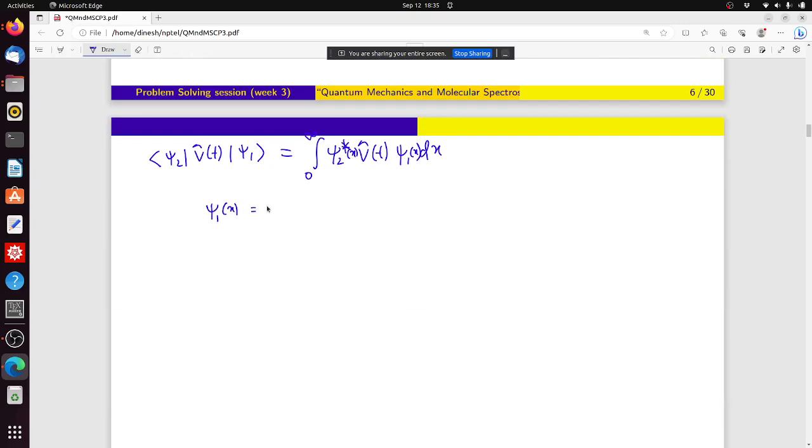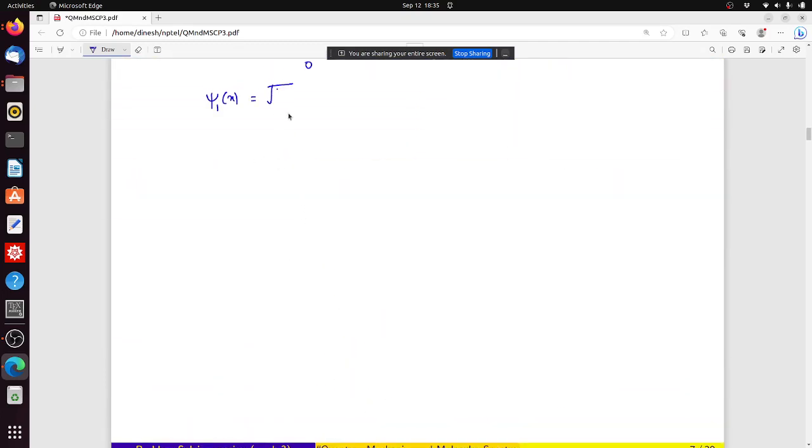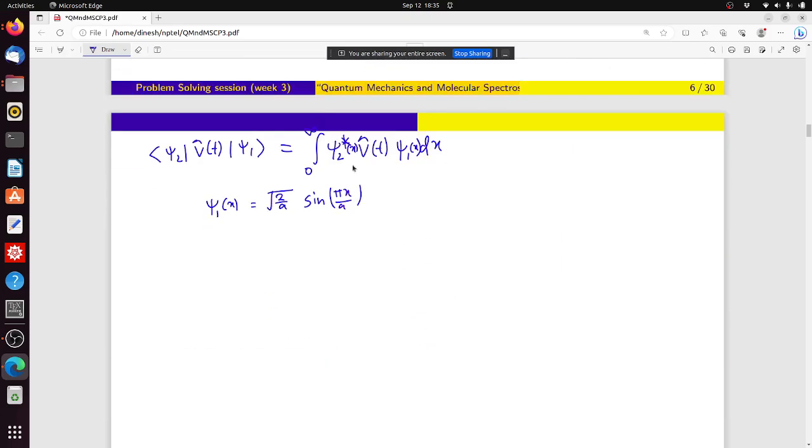Psi 1 of x will be root over 2 by a sin(n pi x over a) with n equal to 1, so sin(pi x over a). Then psi of 2 is root over 2 over a sin(2 pi x over a). We know psi of 1 and psi of 2, so we can easily get this integration. So this is 0 to infinity.